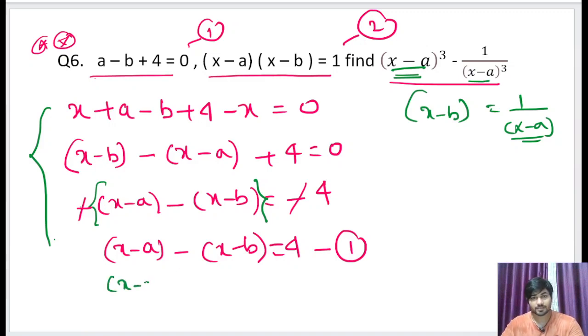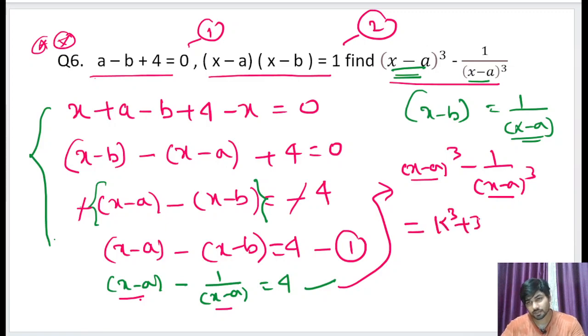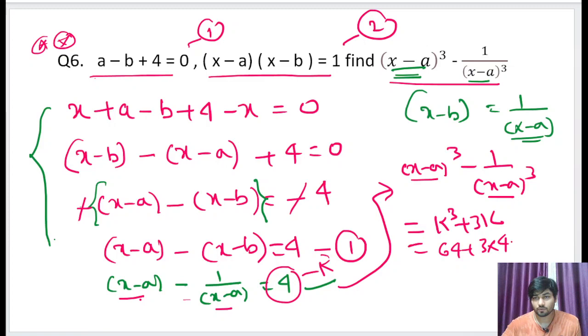See, let me replace here: x minus a minus 1 upon x minus a is equal to 4, right? Now I have got the exact same form I wanted, and now I can apply the formula to cube it. If I write it as x minus a whole cube minus 1 upon x minus a whole cube, I can directly apply the formula because x minus a is the same, and after cubing I get x minus a whole cube minus 1 upon x minus a whole cube, right? So what will be my formula? It will be k cube plus 3k, obviously plus because here it is minus, so in the formula it will be plus, so simple as that. What is my k here? My k here is this 4. 4 cube means 64 plus 3 into 4, which is 64 plus 12, 76. This is my answer.